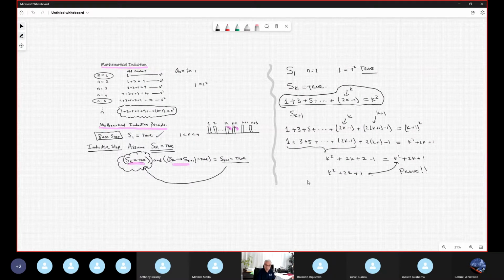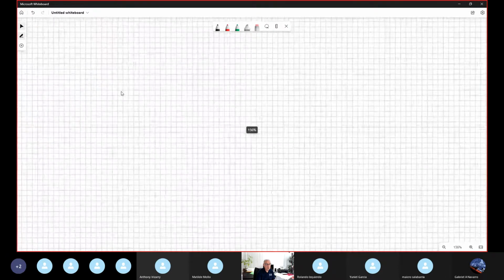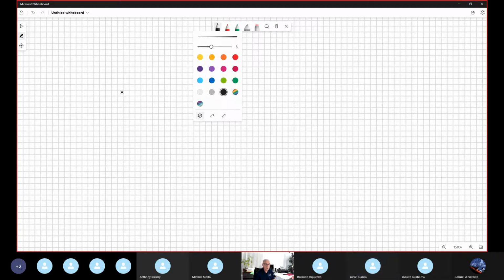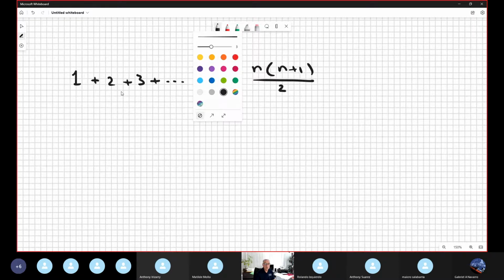Okay, one more example. This was the motivation example. Now I am doing a real example. Suppose this example that you know very well from when you studied summation notation: 1 plus 2 plus 3 plus up to n is equal to n times n plus 1 divided by 2. Do you remember this example?